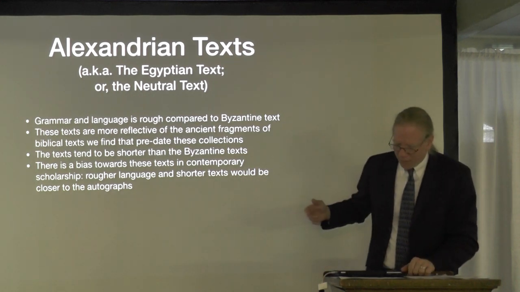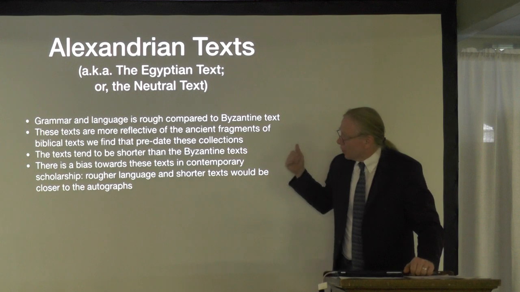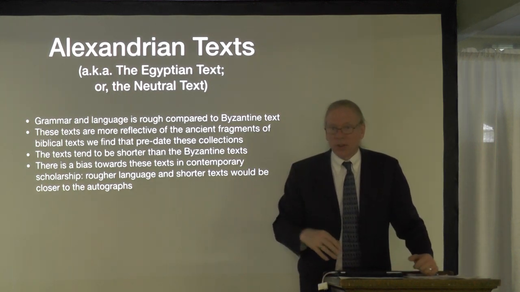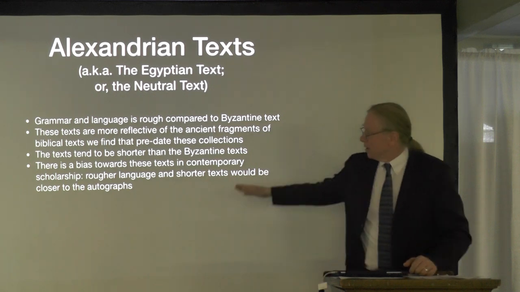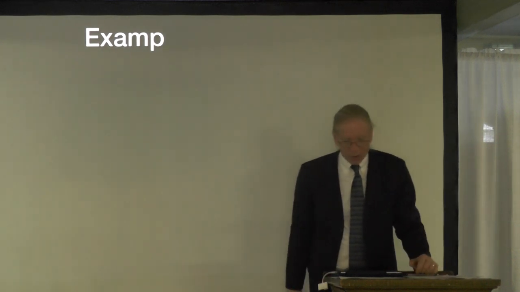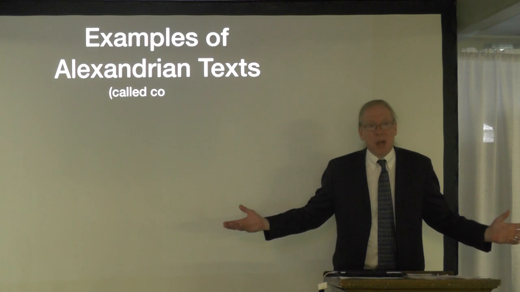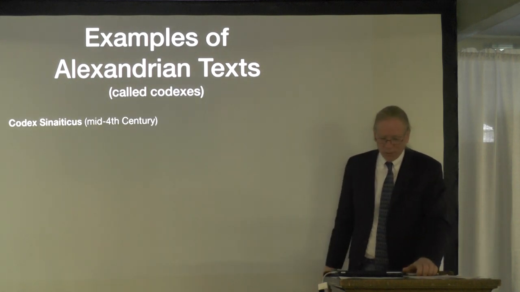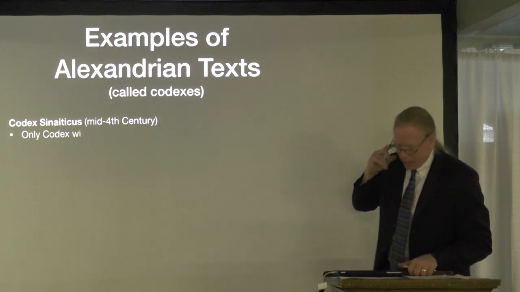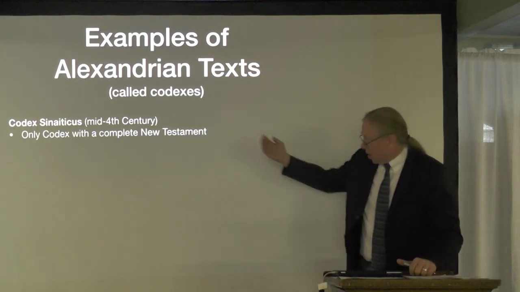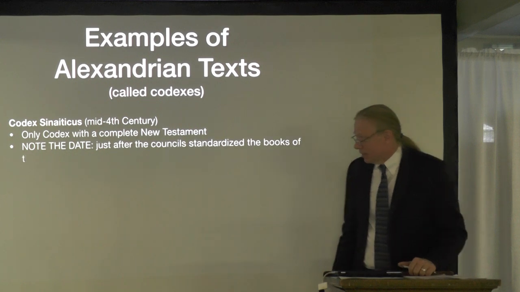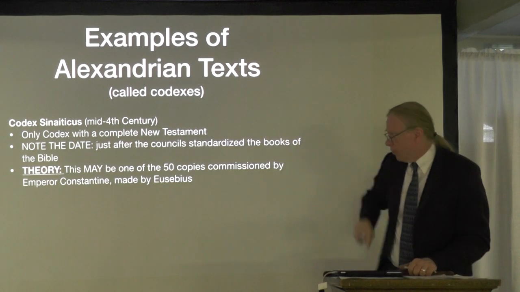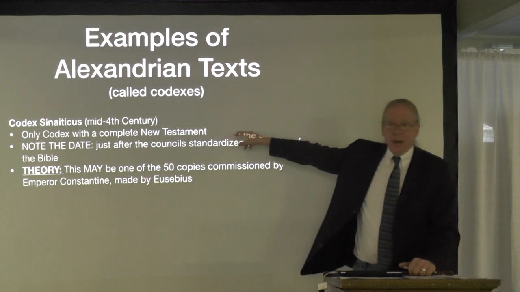And so the rougher language, shorter text, there is a bias that oftentimes, not always, not exclusively, in contemporary scholarship we believe these are more reflective of the original autographs. That's a generalization, but it's not 100% true. So when we look at some examples of this, we have this thing called the Codex Sinaiticus. And again, this is one that King James only folks will say, see, this is evil. These are evil texts.